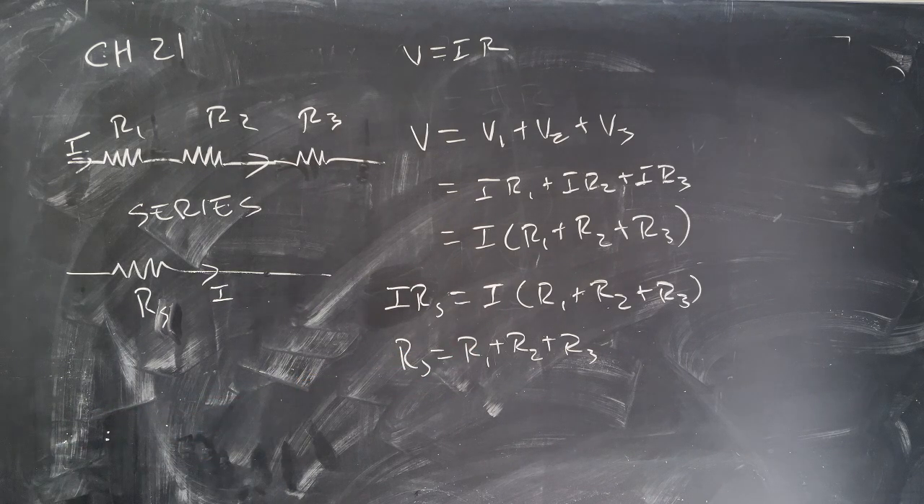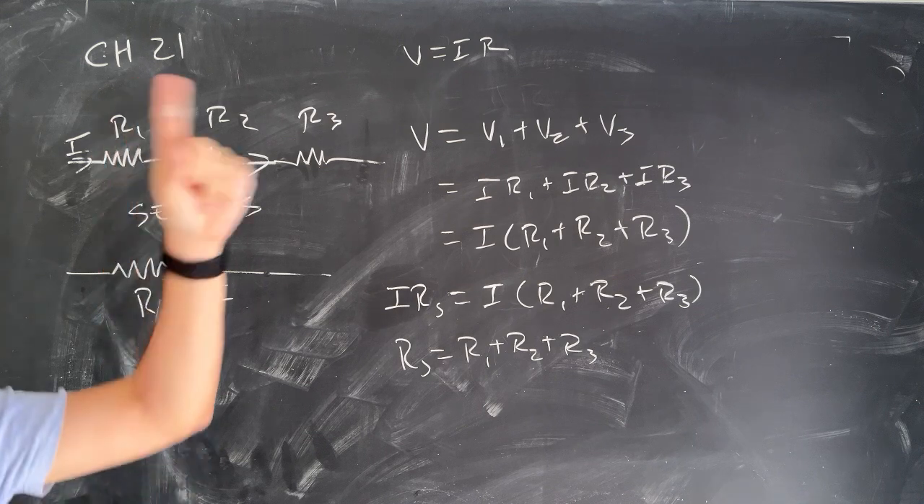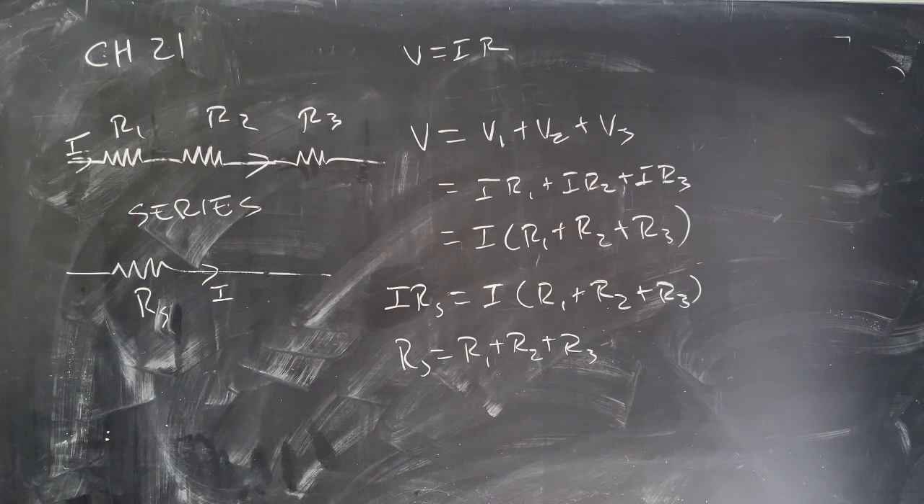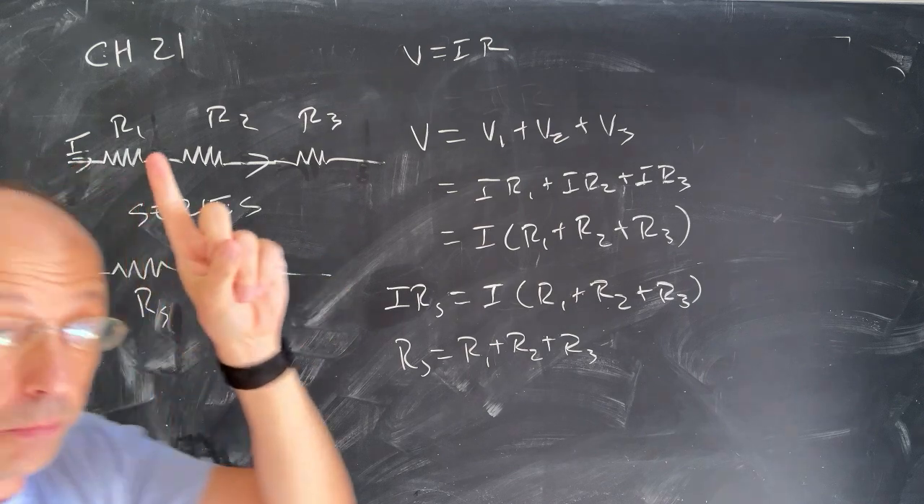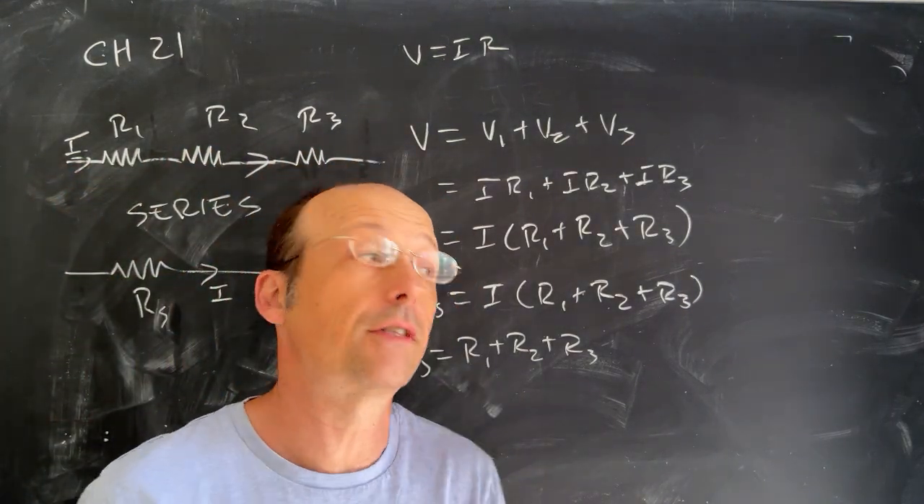And you can have 3 resistors, you could have 4 resistors, you could have 10 resistors. It doesn't matter. If they're in series, you can just take their values and add them together and replace that with just one equivalent resistance.